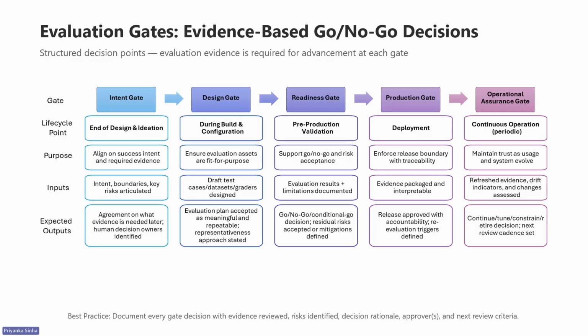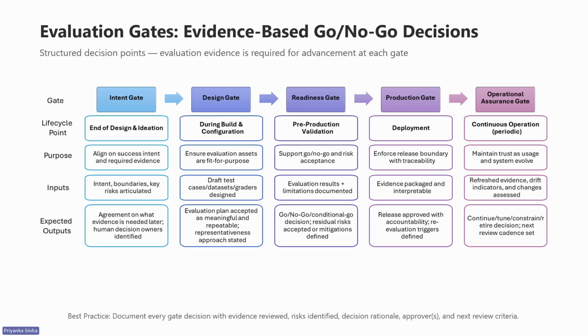If you see here, each gate maps to a lifecycle stage, from validating the evaluation intent during design, to confirming evaluation asset readiness during build, to the critical pre-production go/no-go during prepare, and then finally to the ongoing production health check during operate. So this diagram illustrates how evidence flows forward: outputs from one gate become input for the next, creating a traceable chain of accountability across the entire delivery lifecycle.